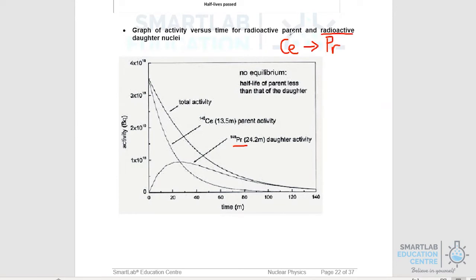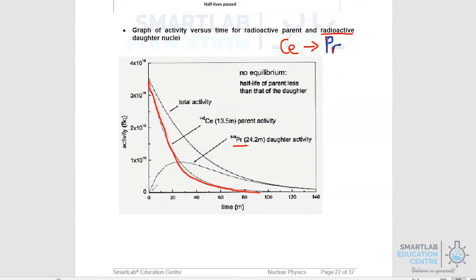So let us take a look at the graph of the parent nuclei first. The parent nuclei graph is demarcated now by the red line, which is actually no different from the earlier example. So as far as the parent nuclei is concerned, we will keep undergoing this disintegration. Let us now take a look at the radioactive daughter nuclei.